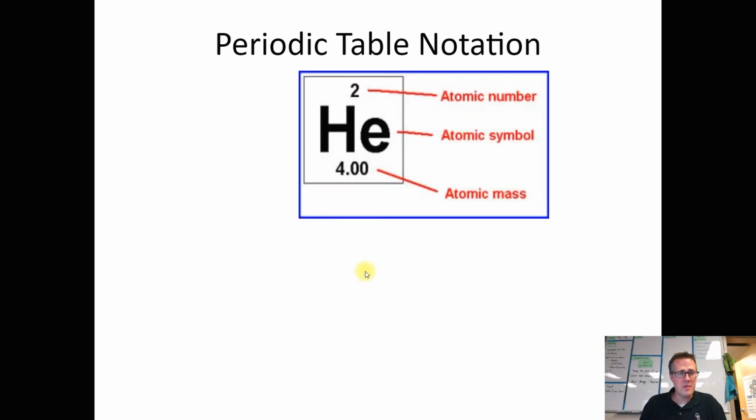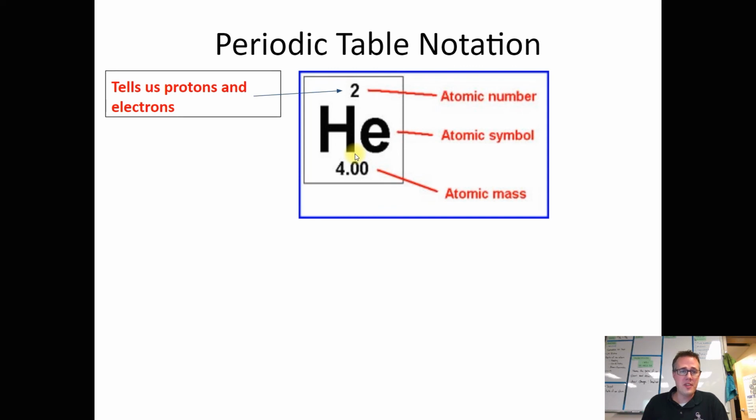The other type of notation we're going to talk about is called periodic table notation, and this is the one we're going to use the most. Isotope notation was for when we're talking about a particular atom, like this atom has this many protons or neutrons. Periodic table notation talks about the entire group. So we're going to talk about like every helium on the planet.